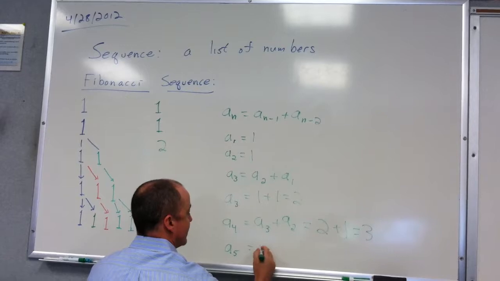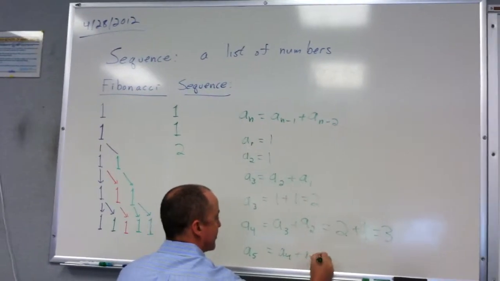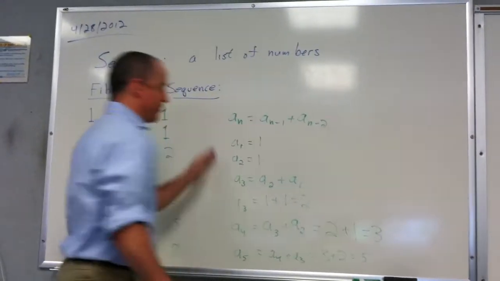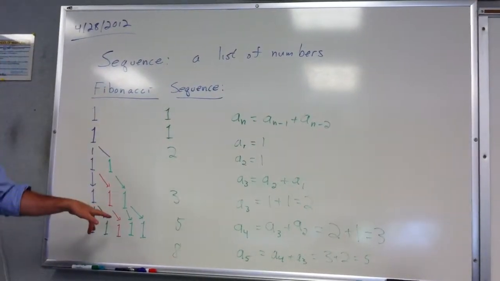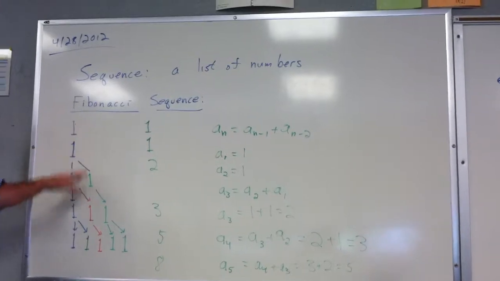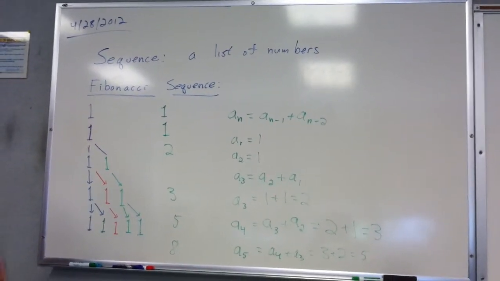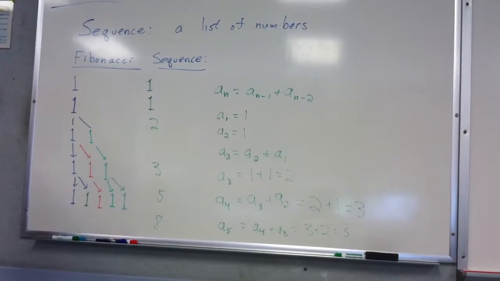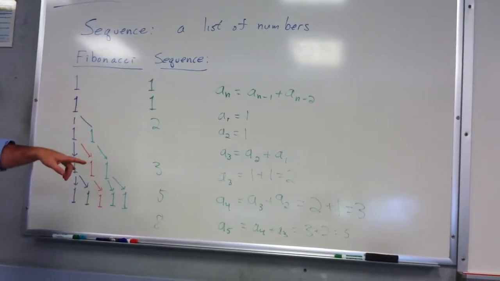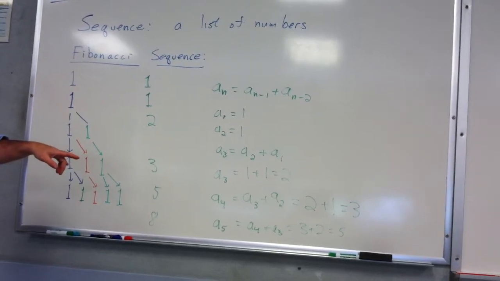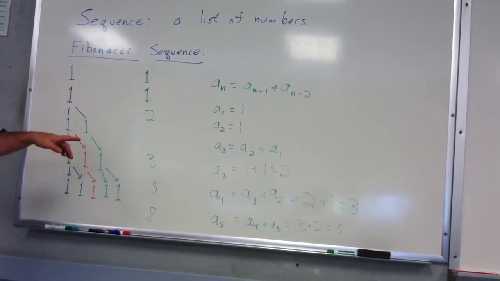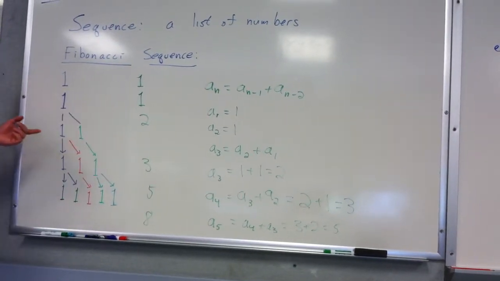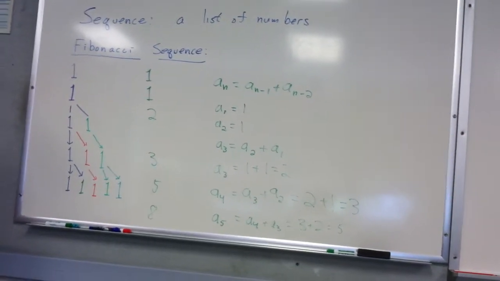A sub 5 then is a sub 4 plus a sub 3, which in this case is 3 plus 2, which is 5. And whether you follow this recursive rule or go through your rabbit procreation chart, you'll get the exact same numbers at every stage. This is one of the easier, more interesting recursive rules. Good luck if you try on your own turning this into a general rule. That's not easy at all.